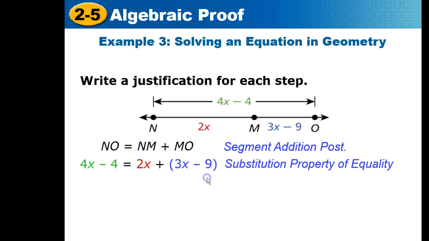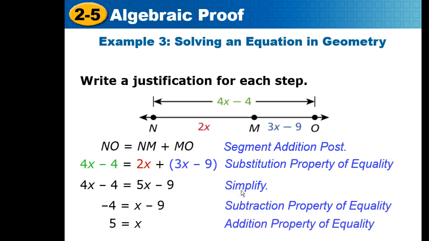The rest involves algebra, so I'm going to go through this kind of quickly. When you combine like terms, you don't do something to the equal sign. Notice we didn't add or subtract from both sides of the equal sign. We just combine like terms. You need to use the word simplify. In the next step, we're going to subtract 4x from both sides and add 9 to both sides to get x equals 5.